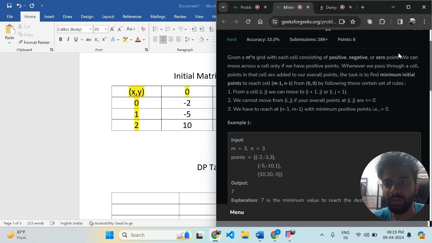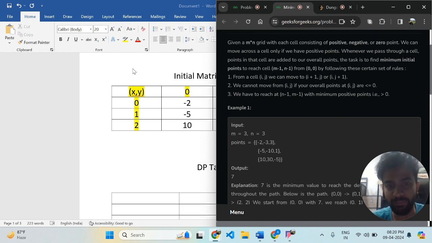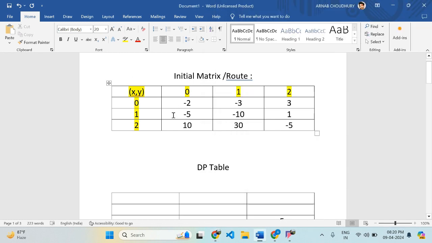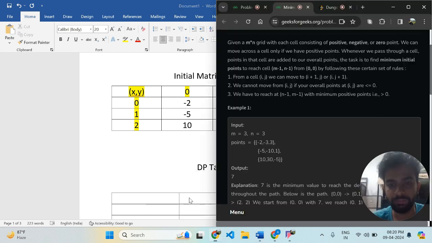Whenever we move across a cell, we have positive paths. They are saying that we can move across a cell. Suppose I have made a document where I'm visualizing the matrix. I'm moving from this path to here, so I need to follow a positive path. So this is rule number one.